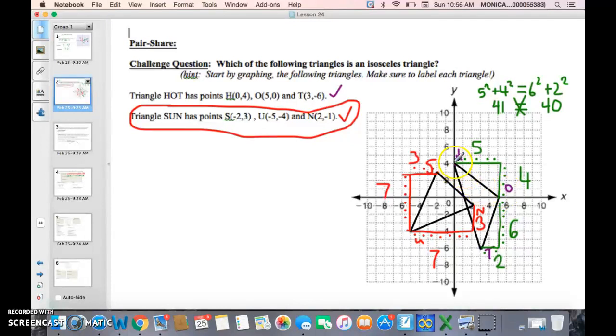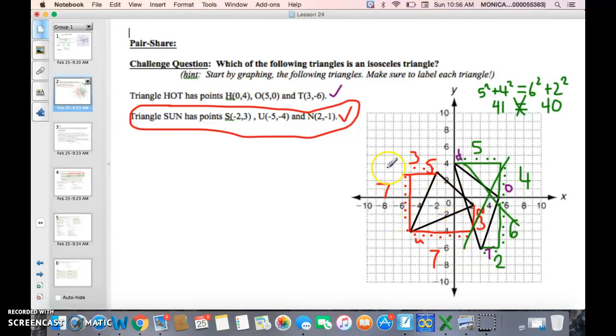So I went ahead and kind of visually said, I'm thinking that this line is most likely going to be equal to this line here, due to the fact that this line was so much longer than the two. And I found this one was 5 by 4 and this was 6 by 2. So I went ahead and plugged them into the Pythagorean theorem, and I noticed I got 41 is not equal to 40. So though they are very close to being isosceles, this one is not an isosceles triangle.